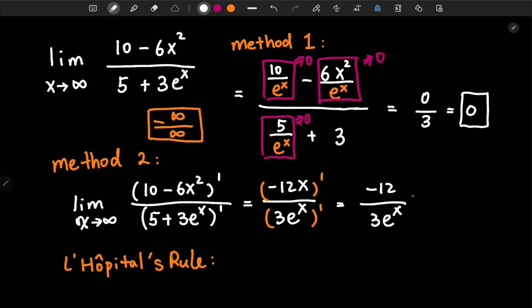So here, as x goes to infinity, we would have negative 12 over a bottom that still goes to infinity, which gives us a really small number. Therefore, the answer is 0, the same as the method above.